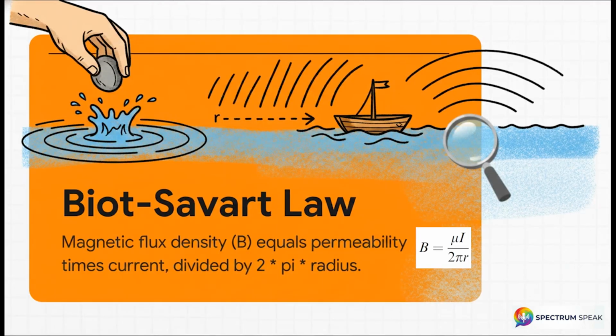Okay, so to calculate exactly how strong those ripples are by the time they reach the boat, we rely on the Biot-Savart law. That equation is B equals mu times I, all divided by 2 pi r. Let's break those variables down really quick. I is the current, which is our stone. R is the physical distance that the ripple traveled to reach our boat. And you'll notice that R is in the denominator, meaning the further away you are, the weaker that magnetic field gets. Makes perfect sense, right? Finally, mu is the permeability of the medium itself. You can think of mu as the thickness or the density of the water that's actually carrying those ripples.